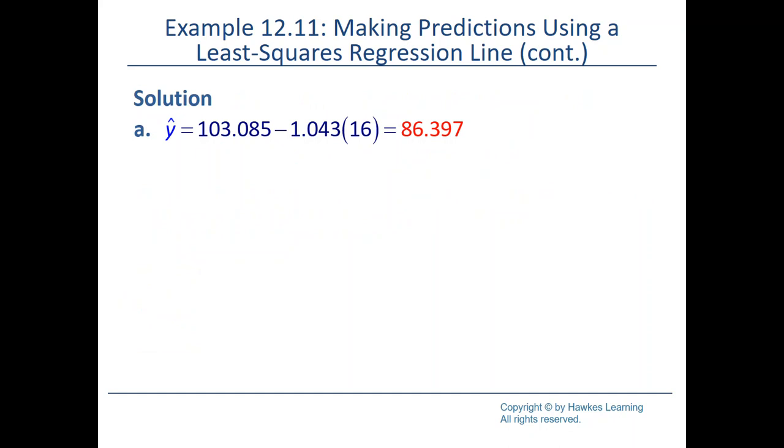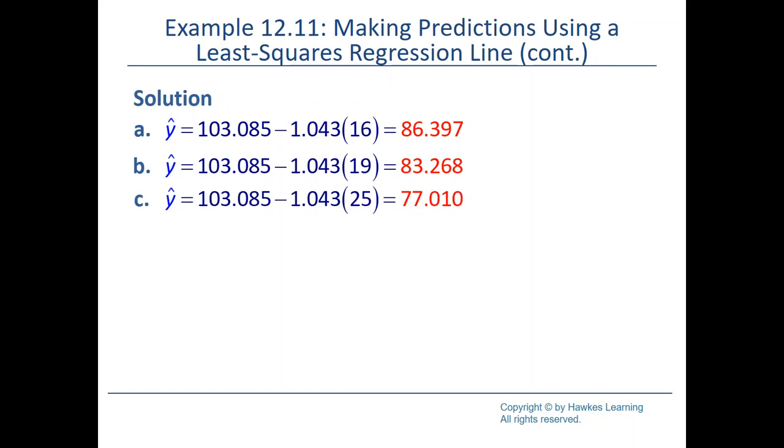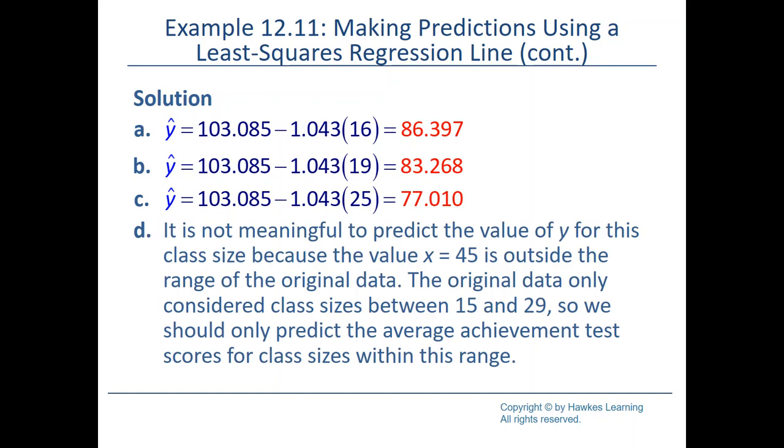Okay, and that output is going to give me 86.397, which tells me that at a class size of 16, the average test score will actually be around, that class average test score will be 86.397. Now I can do the same thing and repeat this for the class size of 19 and the class size of 25. Now you'll notice that on the class size of 45, I'm going to say something on this one.